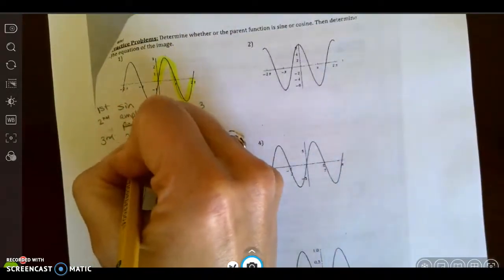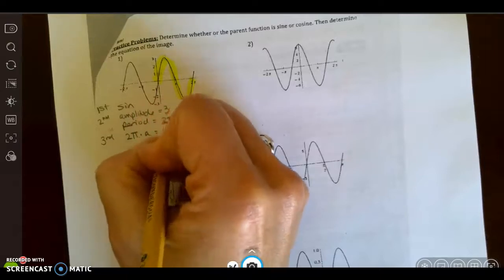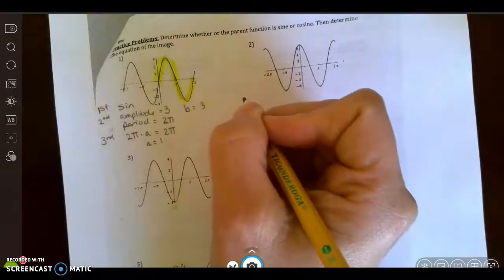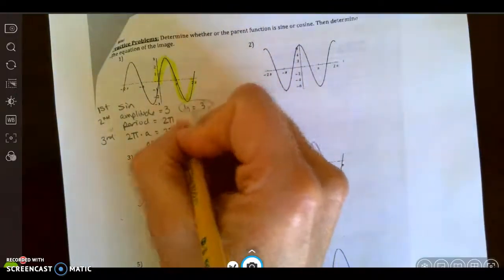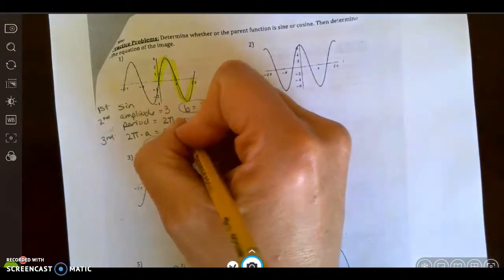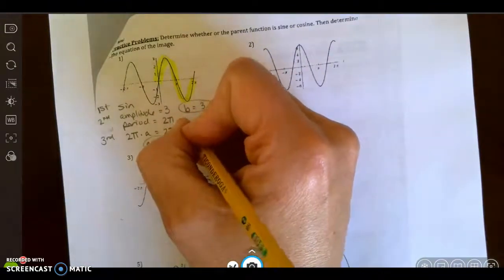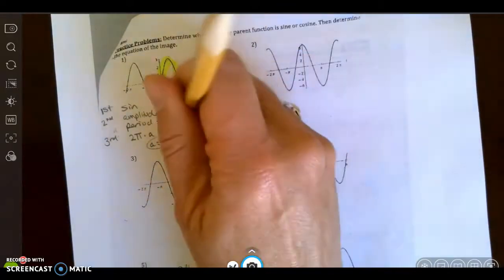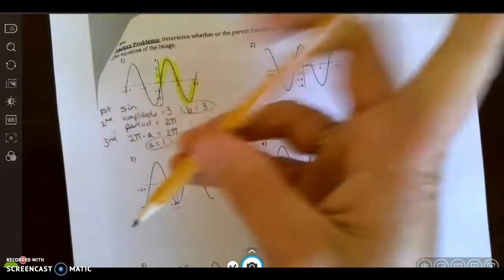Then my third step is to determine the a value. 2 pi times a is therefore the period 2 pi. So a is simply 1. Once I know my a and my b value, I can go to my next step of writing my equation.